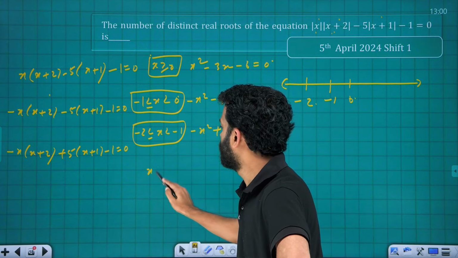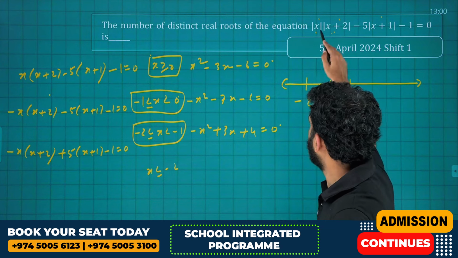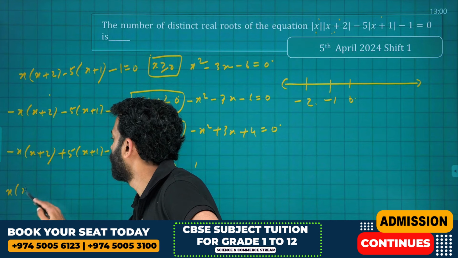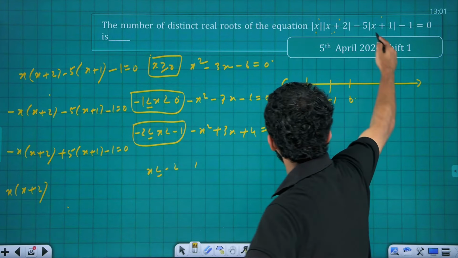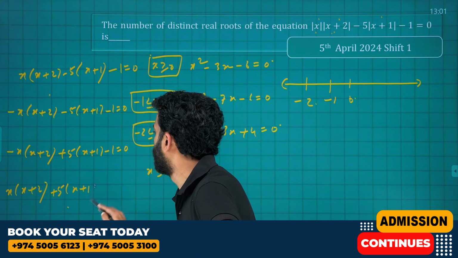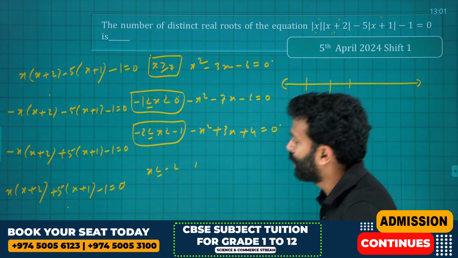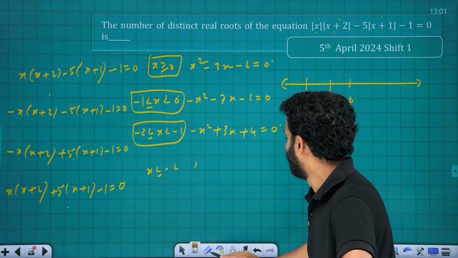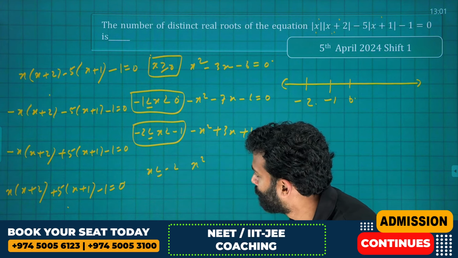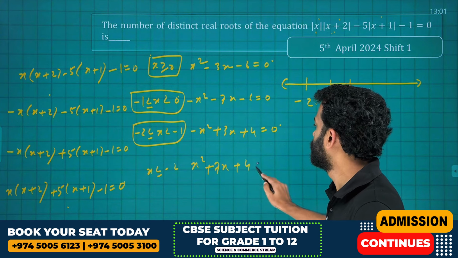Last one, x less than or equal to minus 2. This and this will be positive. Therefore, it will be x into x plus 2, that is x square. This will be negative, makes it positive, that is plus 5 into x plus 1 minus 1 is equal to 0. Okay, that is x square. I told you the calculation is a bit more. x square plus 7x plus 4 is equal to 0.